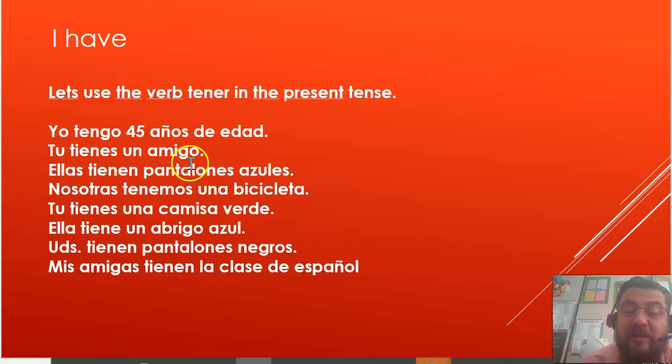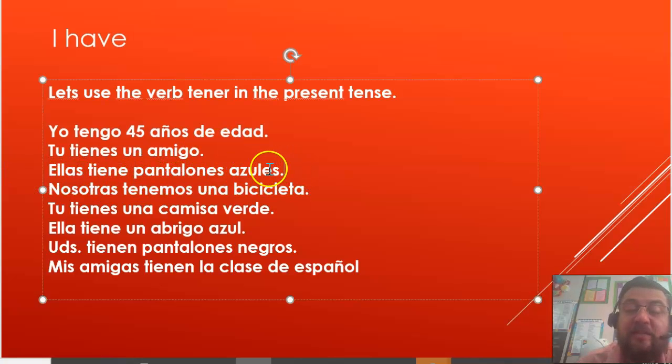Tú tienes un amigo. You have a friend. Ella tiene pantalones azules. She has blue pants. Nosotras tenemos una bicicleta. We have a bicycle. Tú tienes una camisa verde. You have a green shirt. Ella tiene un abrigo azul. She has a blue coat. Ustedes tienen pantalones negros. You all have black pants. Mis amigas tienen la clase de español. My friends have Spanish class.